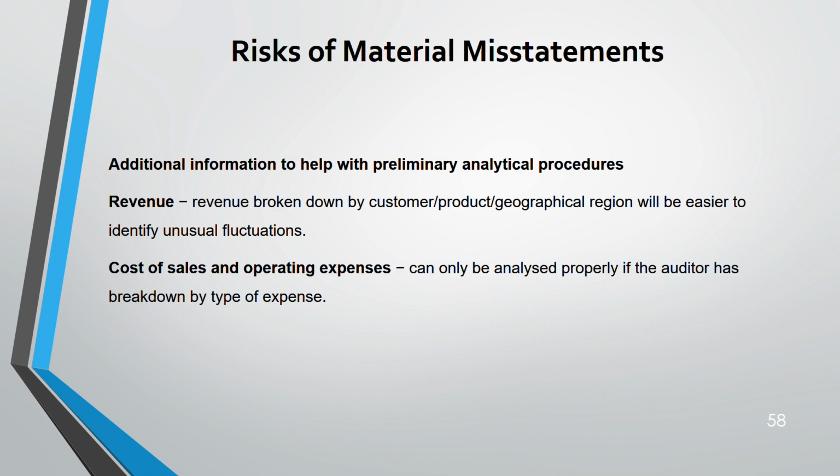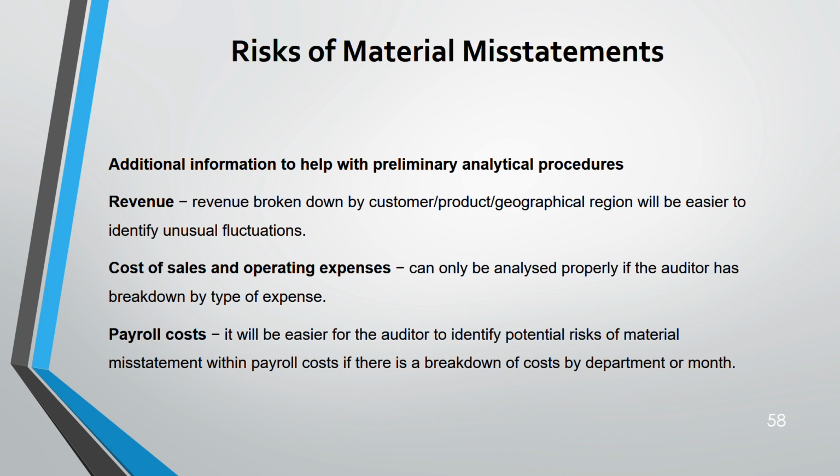Next is cost of sales and operating expenses. This also you can break down according to the type of expense. Payroll cost. So if you break down the payroll cost according to department or month, it's easier for the auditor to identify material misstatement.